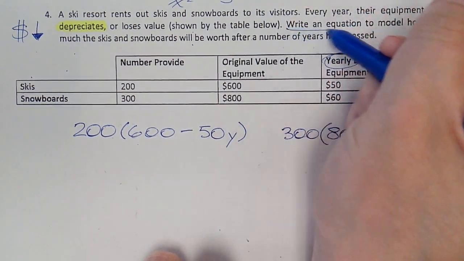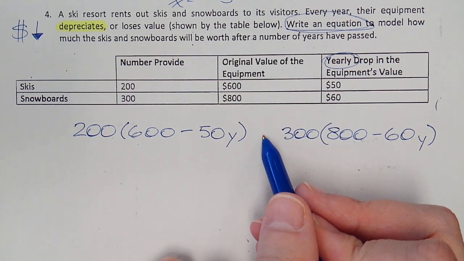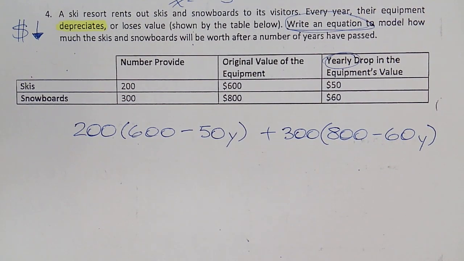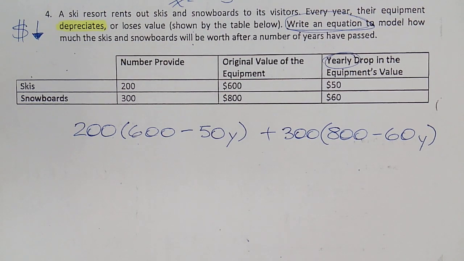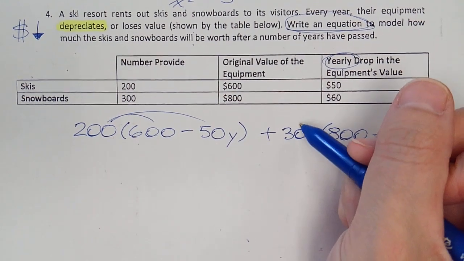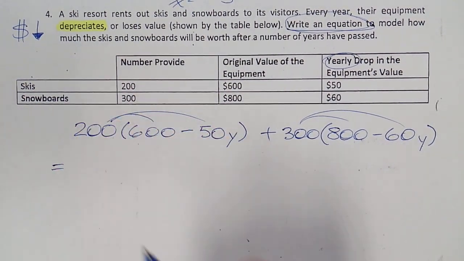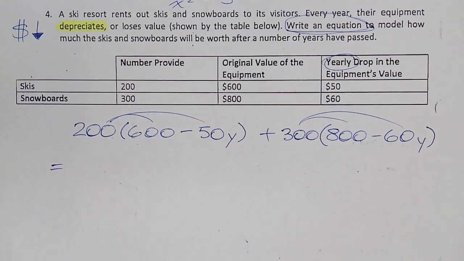I want the total value. So how do I link the two together? Addition, because it's the total. I'm adding them. All right, so now this is no different than the previous examples that we did. Multiply, multiply, multiply, multiply, and then simplify. You can use a calculator if you need because the numbers are big.